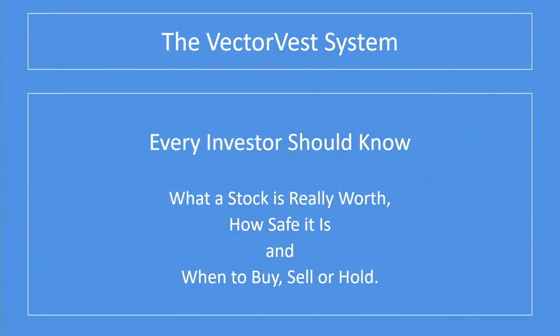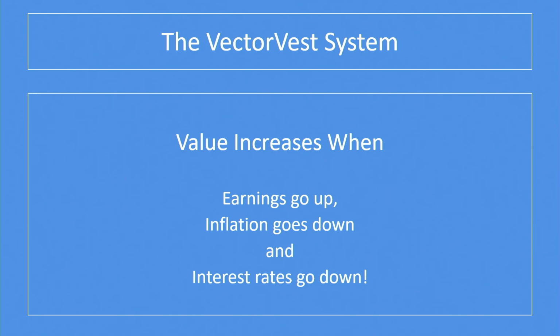Everything that you're going to see from this point forward is mathematical formulas that we've put together to analyze stocks to suit three main ideas: what they're really worth, how safe they are, or risky in that case, and whether I should consider buying, selling, or holding on to those equities that I might already have. We're going to start here with something called value. Value in VectorVest increases when earnings go up, inflation goes down, and interest rates go down. We call this the Goldilocks scenario. That's the best of all worlds.